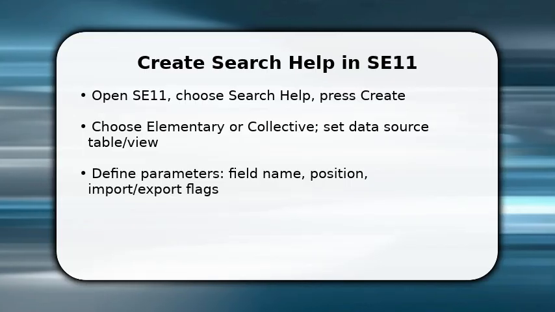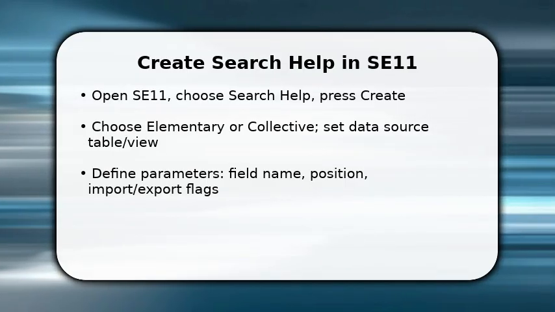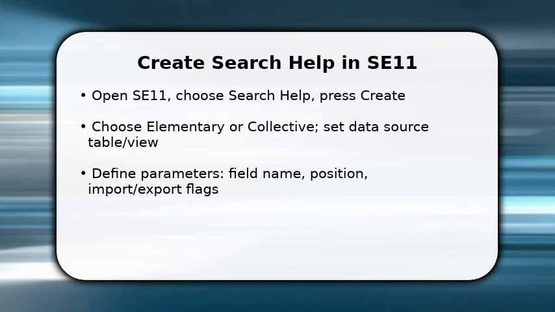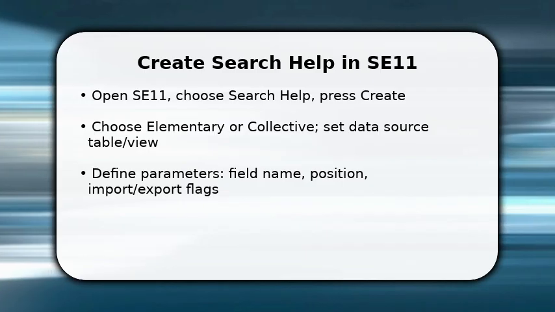You start in SC11. Create an elementary search help tied to the table or view you need. Define the search help name and pick the data source, then add parameters for the fields users will see. Set the parameter direction and position so the system binds values correctly. Once done, configure the list of possible values columns and key fields.